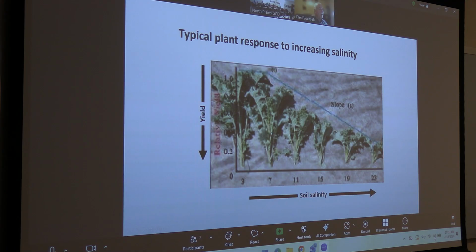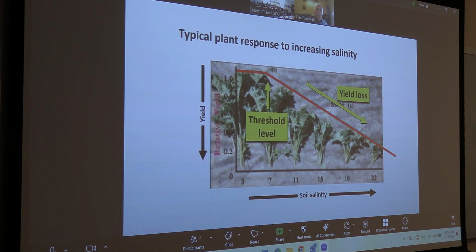Now, when we look at how plants respond to increasing salt load in the soil, this is a picture of kale, and I can't think of a better thing to do than to kill kale, destroy it. But anyway, we see initially there's not much effect, and then there's a drop off of growth or yield. We talk about a threshold level, and after we hit that threshold level, there's a certain percentage yield loss for every unit of increase in soil salinity.